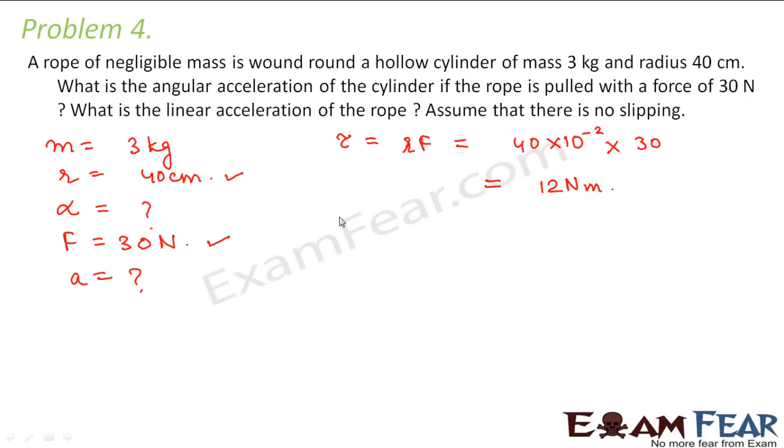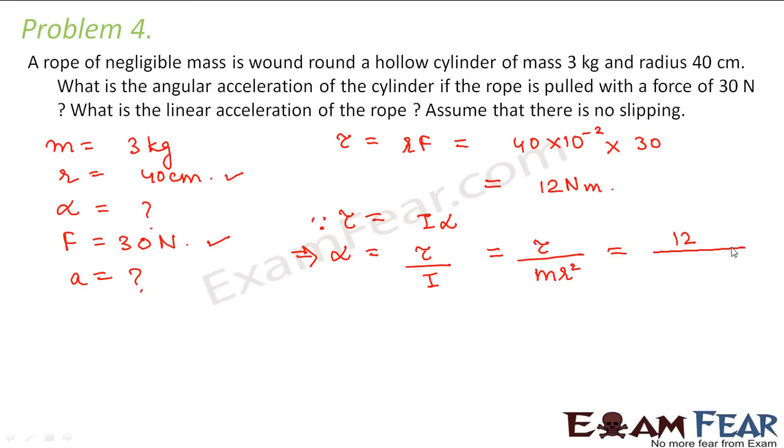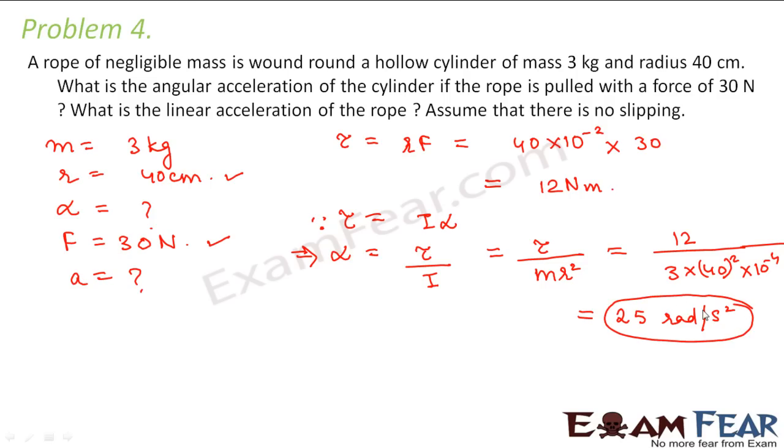Now, we also know that torque is equal to I into alpha. So we can calculate angular acceleration alpha as torque divided by I, where I is the moment of inertia. What is the moment of inertia of a hollow cylinder? It is m r square. So this becomes 12 divided by m r square, that is 3 into 40 square into 10 to the power minus 4. So alpha comes out to be 25 radians per second square. This is the value of angular acceleration.